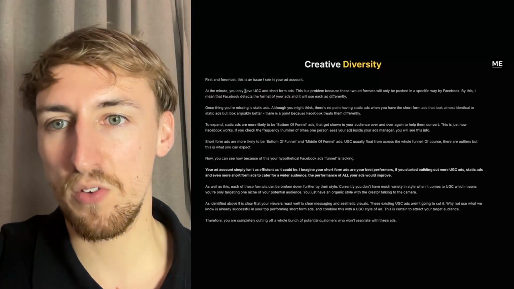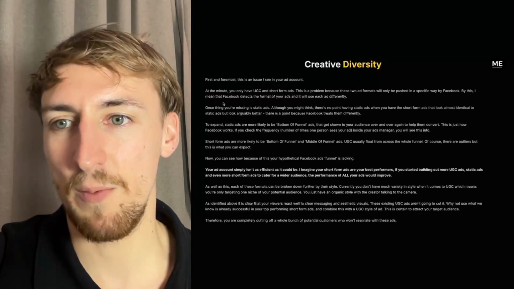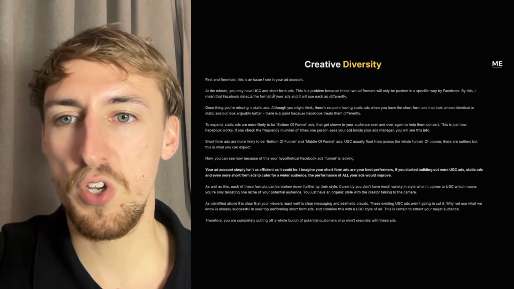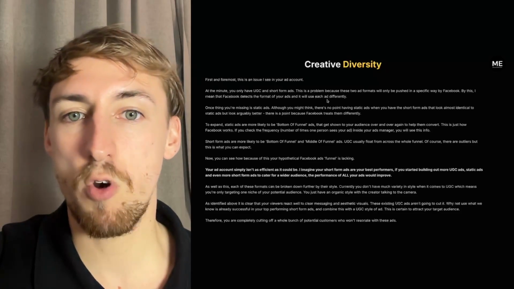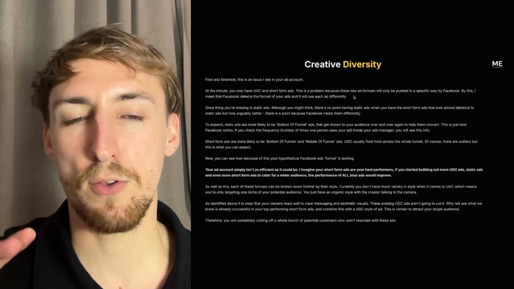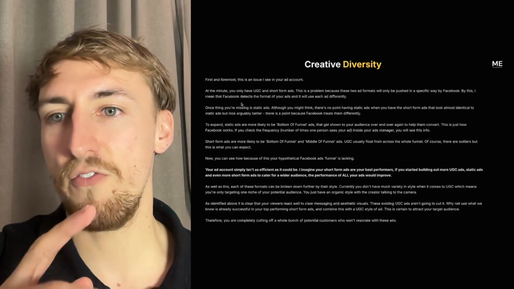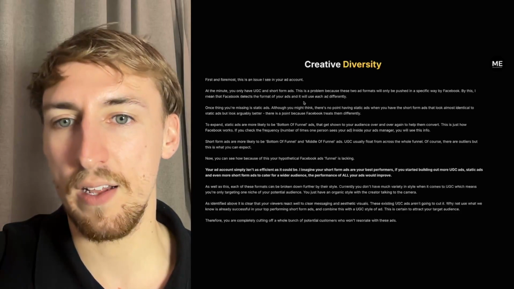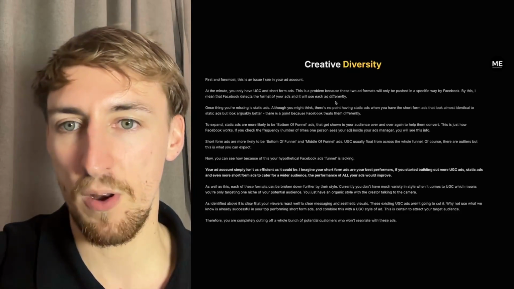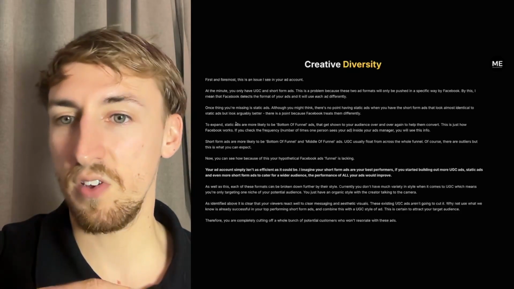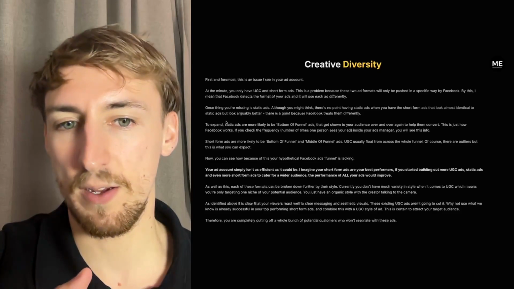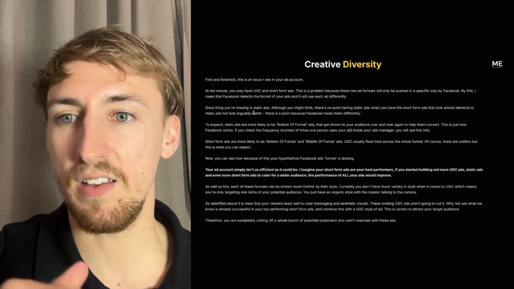So first and foremost, this is an issue I see in the ad account. At the minute, you only have UGC and short form ads. This is a problem because these two ad formats will only be pushed in a specific way by Facebook. By this, I mean that Facebook detects the format of your ads and it uses each ad differently. Now, if you look at the frequency on your ads, you will see this inside your ad account. But one thing that you're missing is static ads.